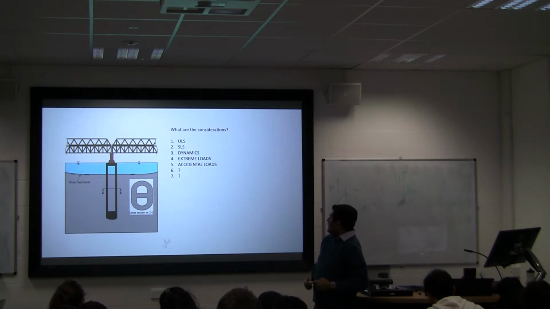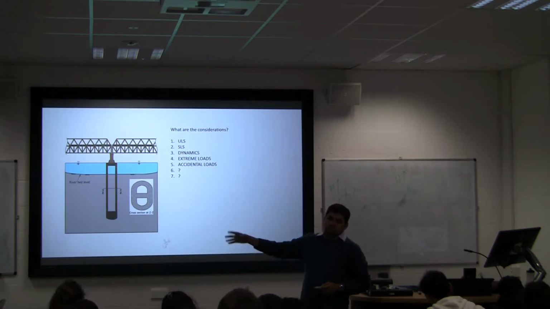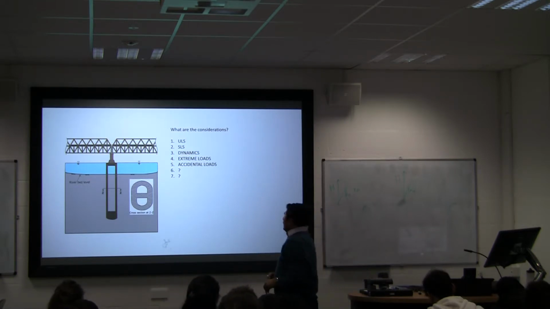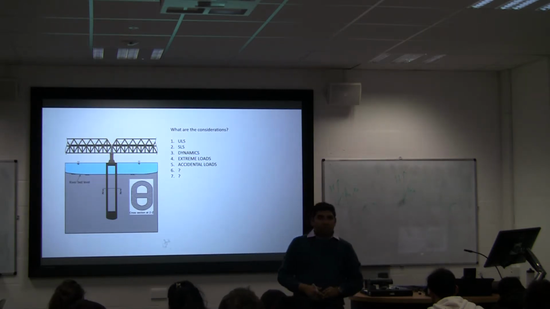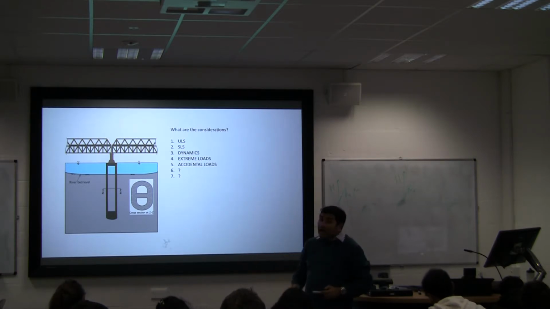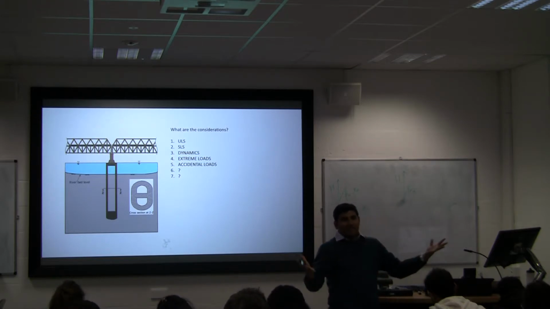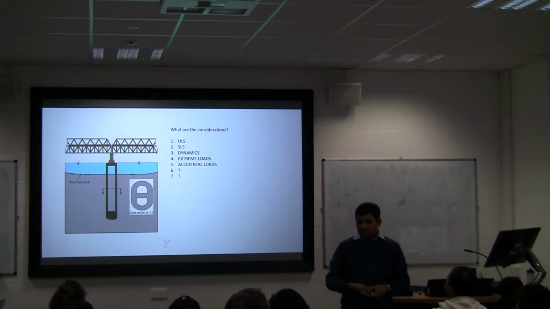Okay. And then extreme loads are earthquakes, hurricanes, floods or whatever. Accidental loads can be ship impact or other accidental loads, right? And there can be other loads which are obviously a function of that particular site. It may not be applicable everywhere, but in some places it can be applicable.